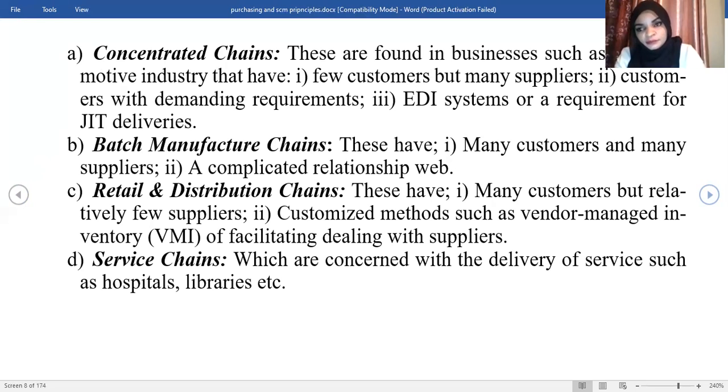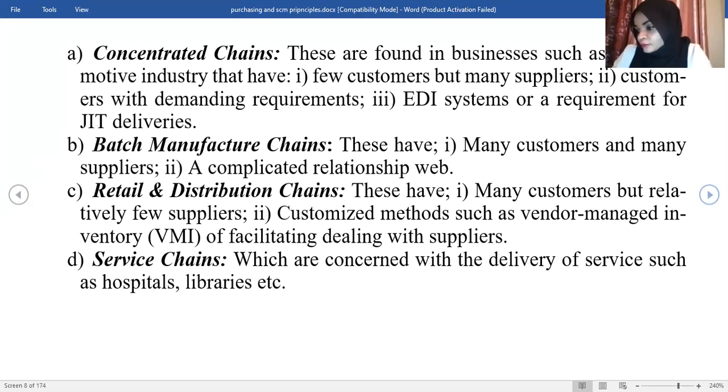So that is a concentrated type of chain. It's concentrated because we have many suppliers, but very few customers, because not all can afford cars. Then we have customers with demanding requirements. So remember, when you're going to buy a car, you don't just go and take a car. We have some specifications that you need to check on those cars.